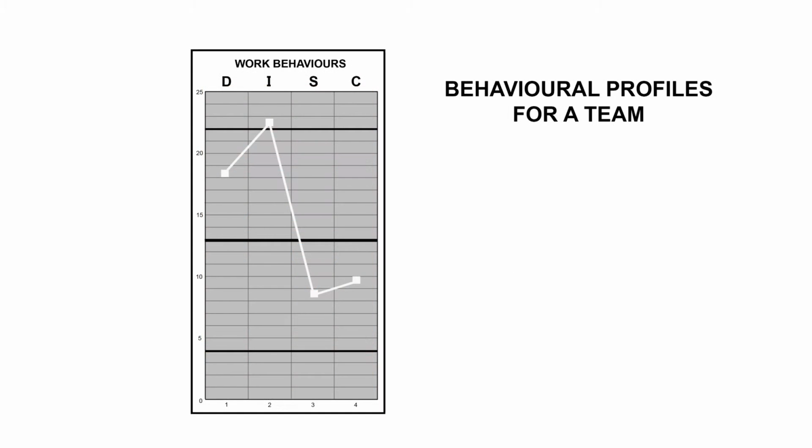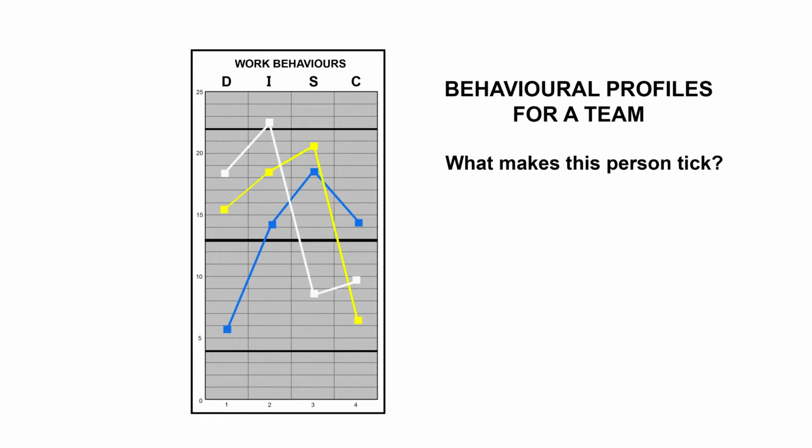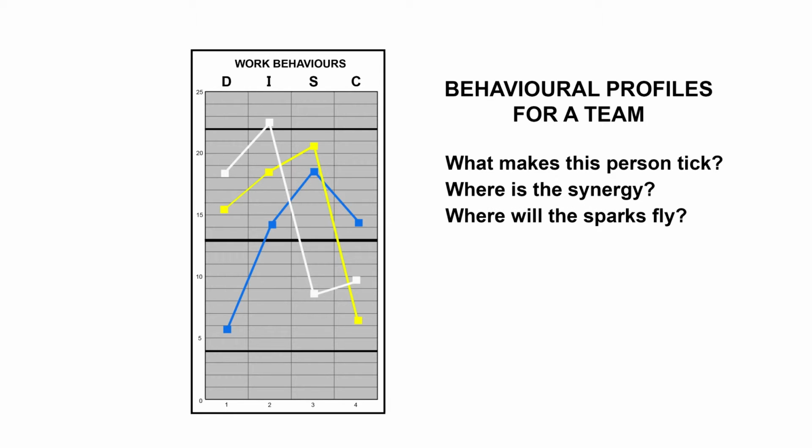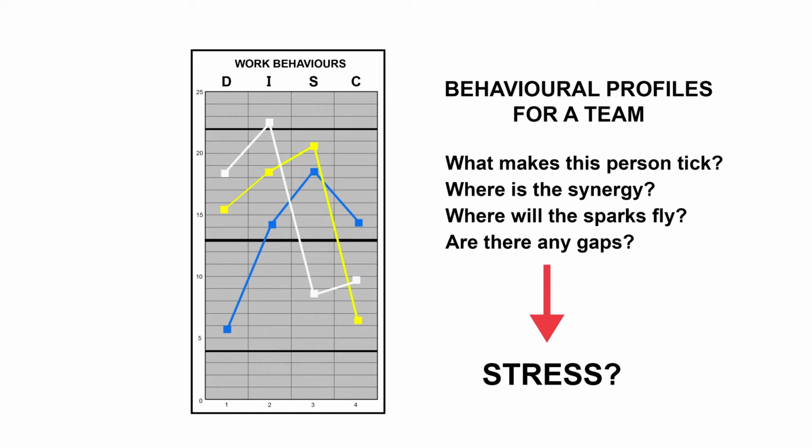So having now completed behavioural profiles for a team, we can take the work mask graph and apply it onto a single piece of paper. And as we plot each graph, we can ask ourselves some simple questions, like what makes this person tick? Where is the synergy within the team? Where will the sparks fly? And as it is complete, are there any gaps in this team? We can finally then use this to look at how will we stress each other out and who will stress who in which way.